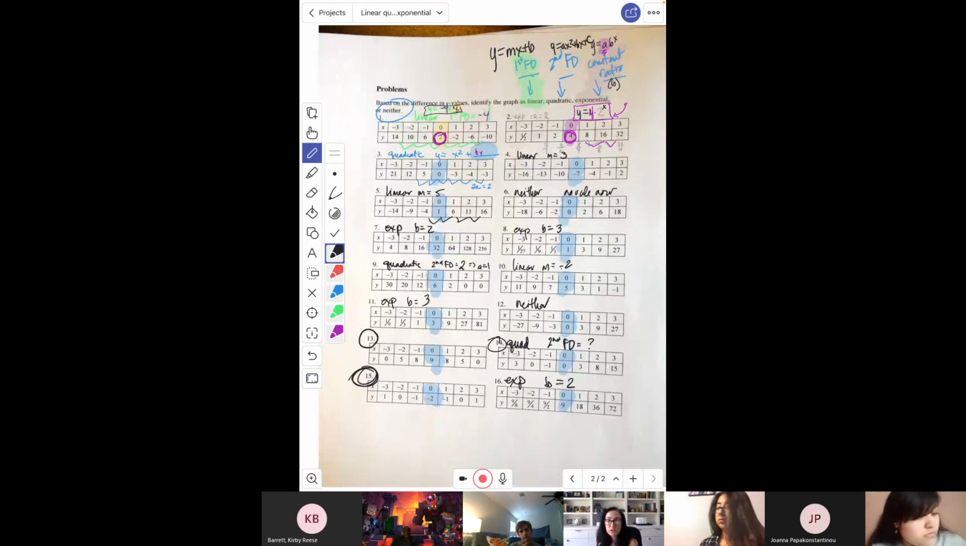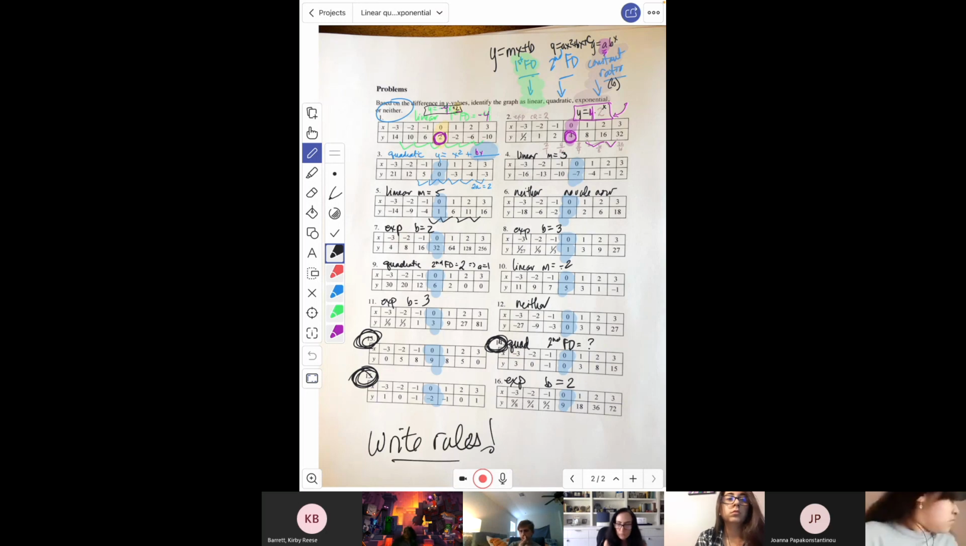So I am going to give you a teeny tiny bit of homework. We've gone over this. Revisit 13, 15, and 14 because we need a little more work on those, and then write the rules for the ones that are linear, quadratic, or exponential. Shall we do a puzzle?